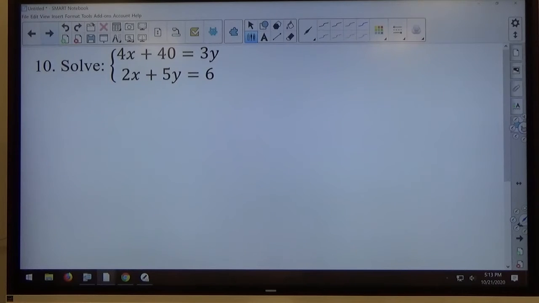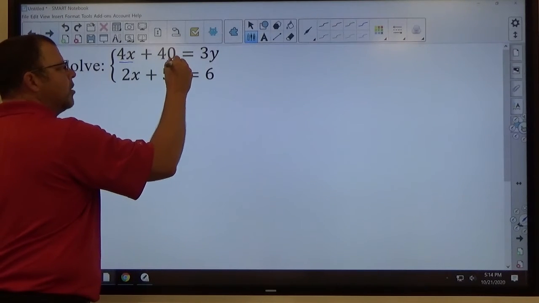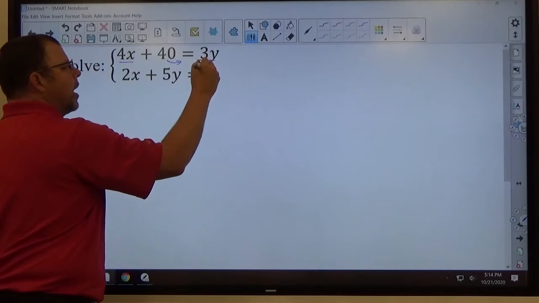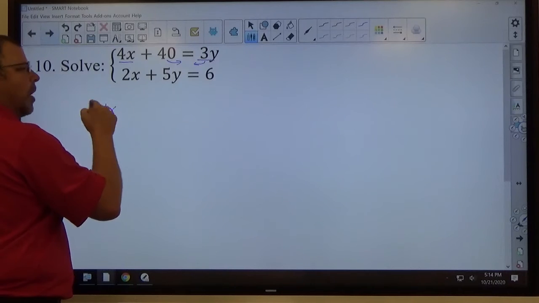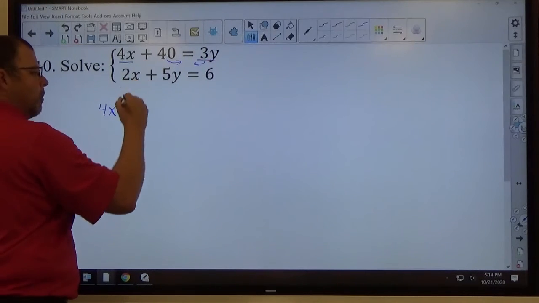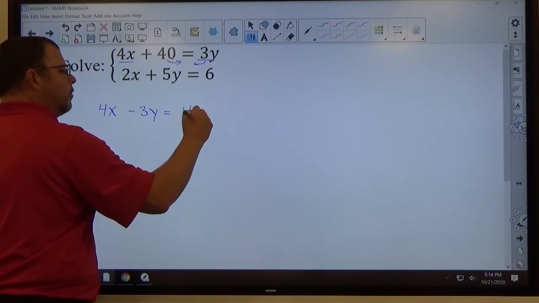Number 10, we have a system of equations. My first task is to get x, y, number order. So notice we have 4x plus 40. That means 40 needs to move over there. Equals 3y and needs to move over there. So if I rearrange it, 4x is right where it belongs, stays positive. 3y moves to the left, becomes negative 3y. 40 moves to the right, becomes positive 40.